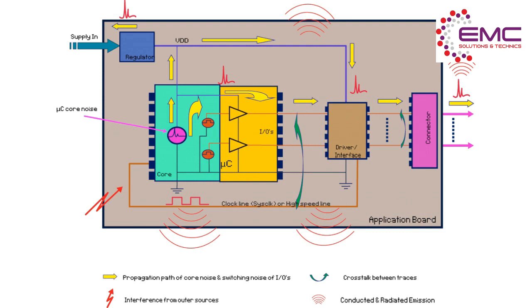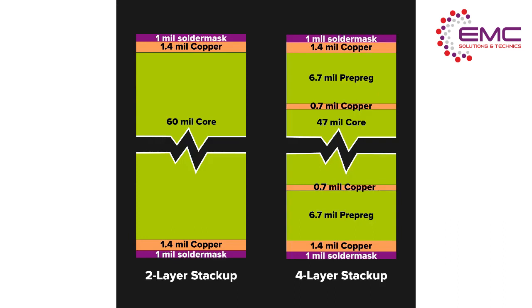Trace routing, which are vulnerable to crosstalk. Running clock, or high-speed, traces over gaps or slots in the return plane. Above all, layer stack-ups that are not optimum for the design under consideration.